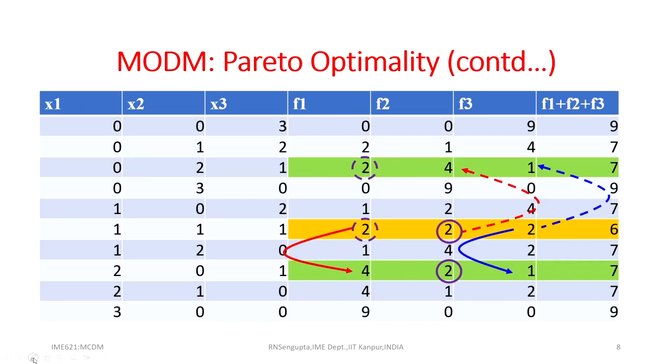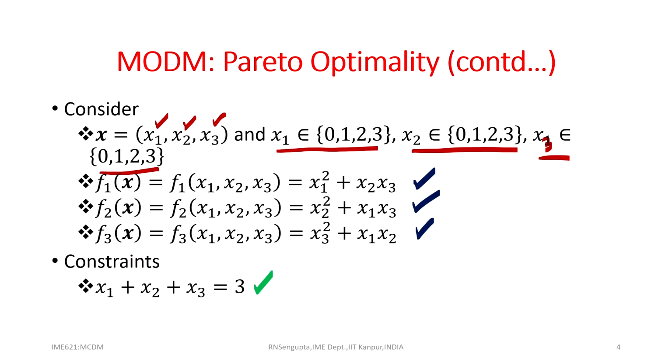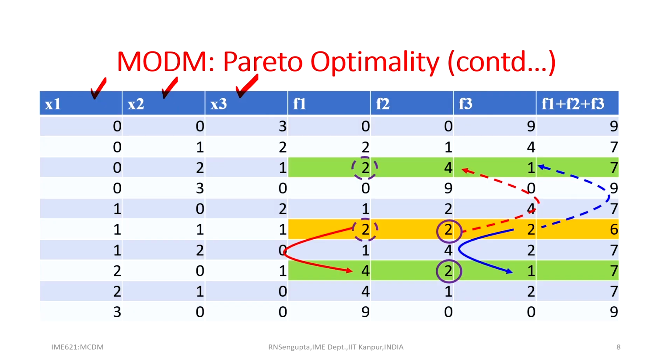So, the set of values which we will consider for our analysis is given in the first column for x1, second column for x2, third column for x3, and check that the sum x1 plus x2 plus x3 is exactly 3. Similarly, f1, f2, f3 are the functions here marked in dark blue, and finally, on the right hand column the sum of f1, f2, f3 is given.